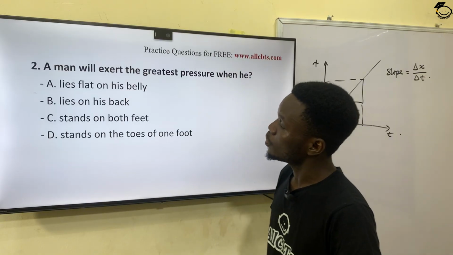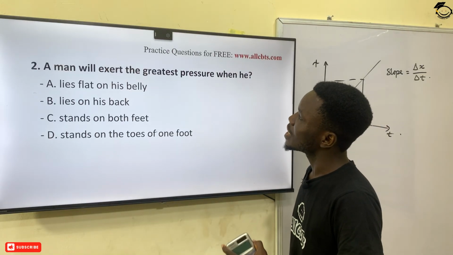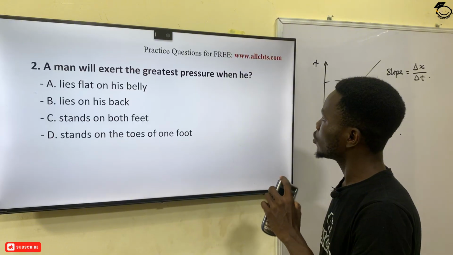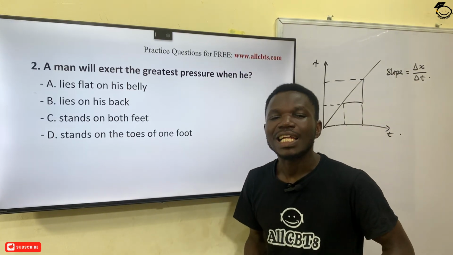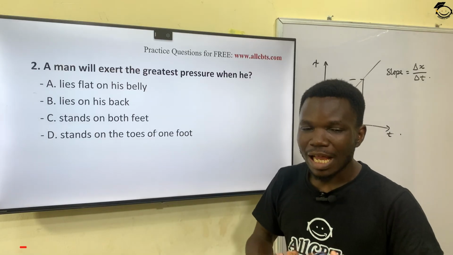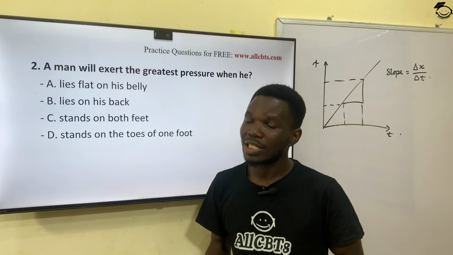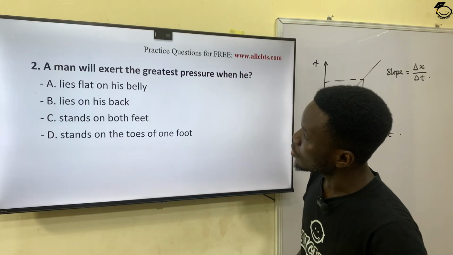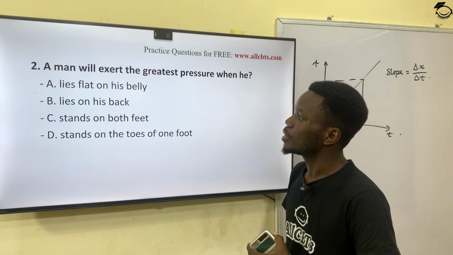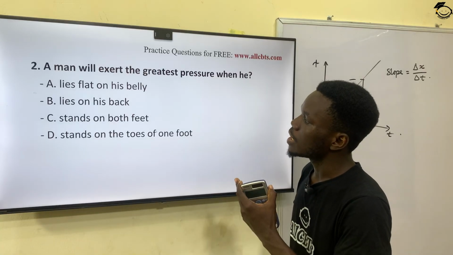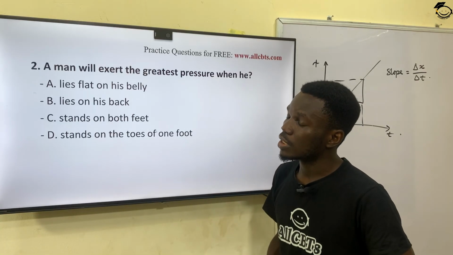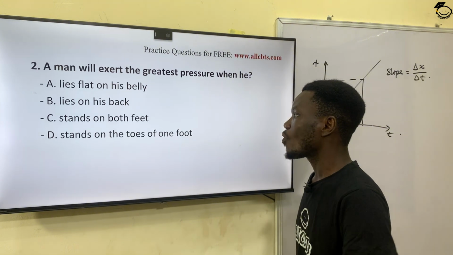Moving on to question number 2, it says, a man will exert the greatest pressure when he dash. So when will a man exert the highest amount of pressure? That's the question they're asking. Option A says when he lies flat on his belly. Option B says when he lies on his back. Option C says when he stands on both feet. Option D says when he stands on the toes of one foot.